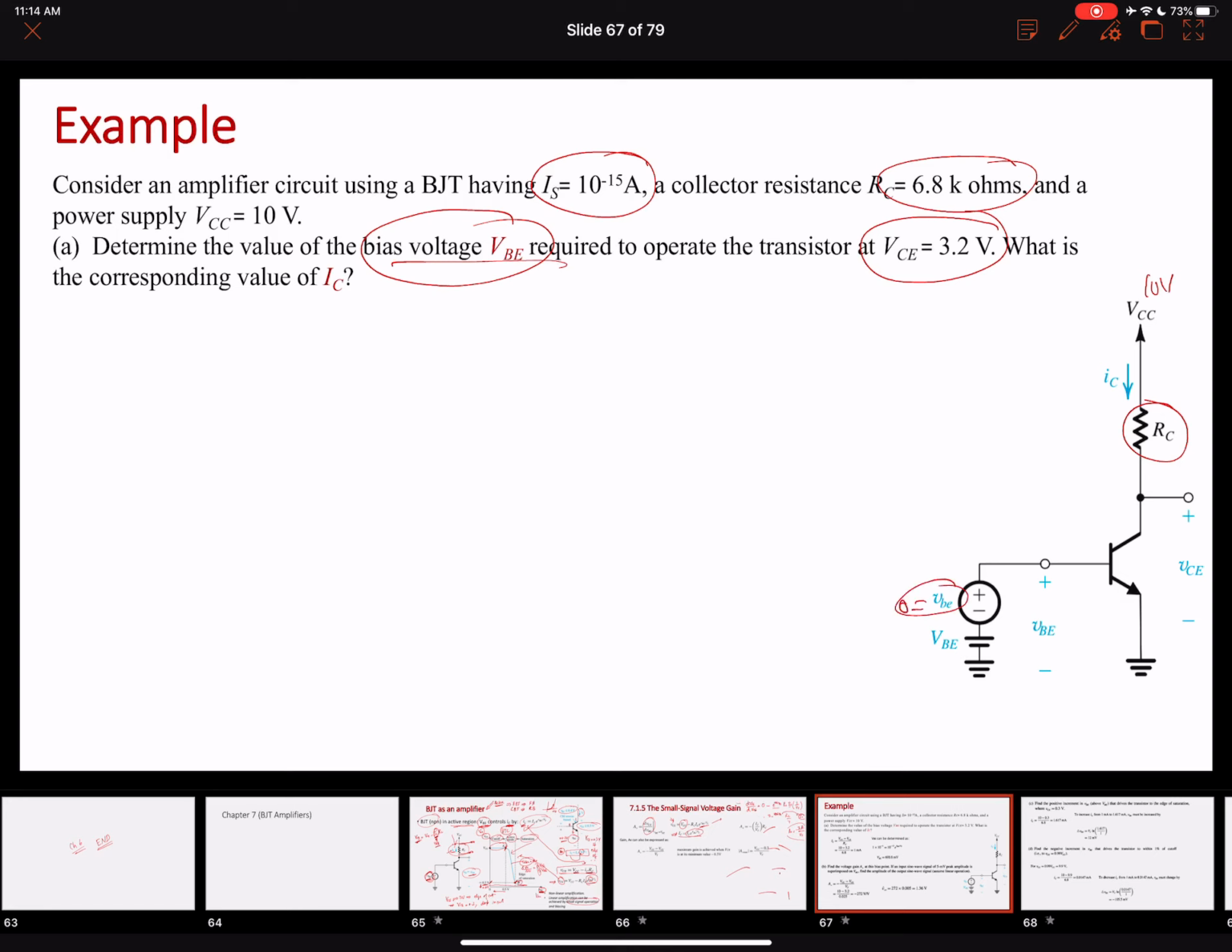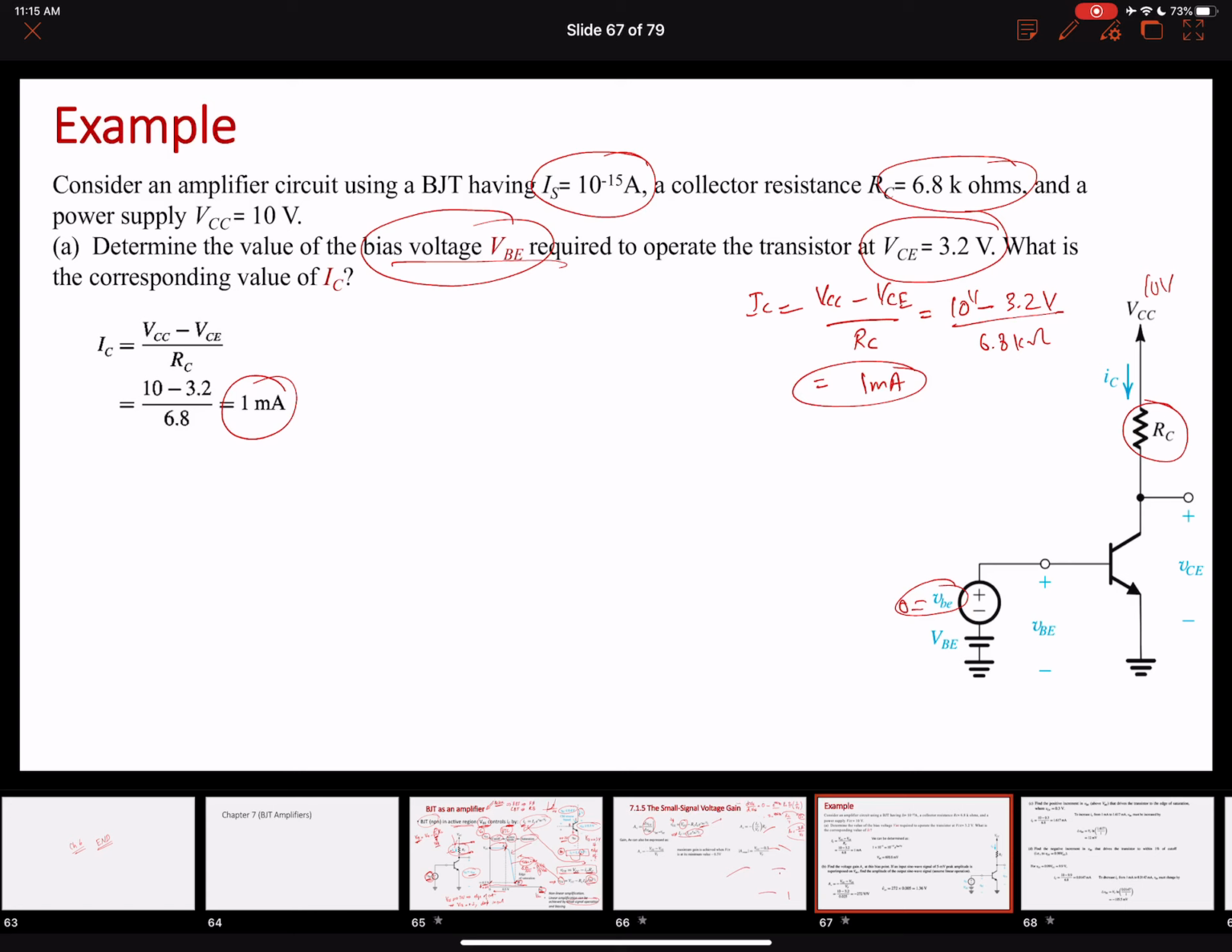Okay, so let's start with finding the collector current first. Collector current should be very simple. It should be VCC minus VCE over RC. VCC is 10 volts, minus VCE, which is 3.2 volts, RC is 6.8 kilo ohms. If you solve this, the answer you will get is 1 milliampere. So this will be the value of your collector current.